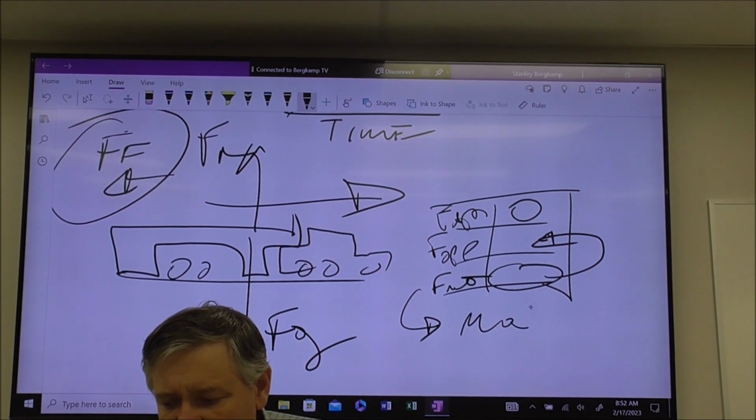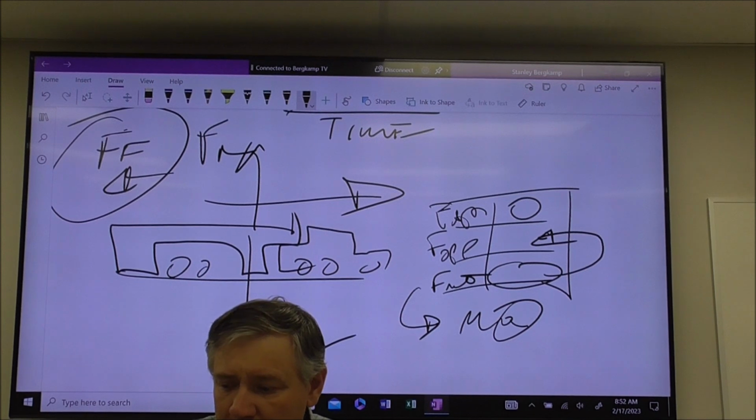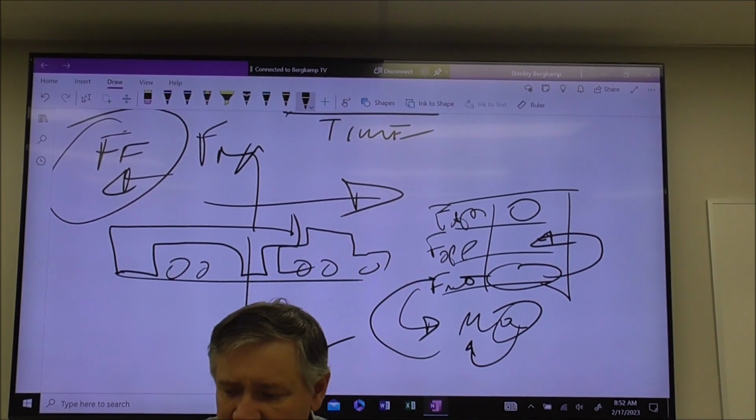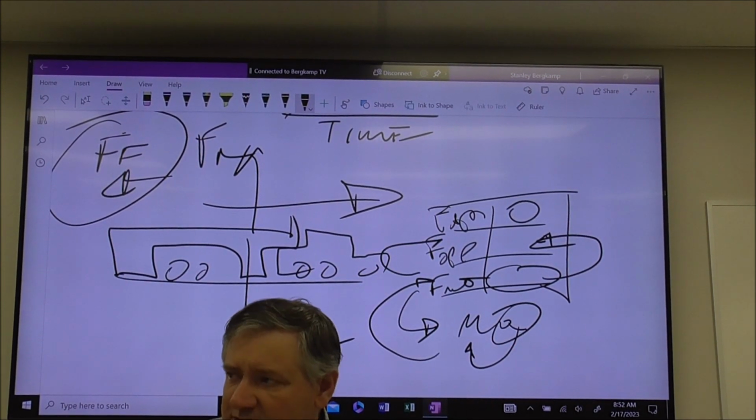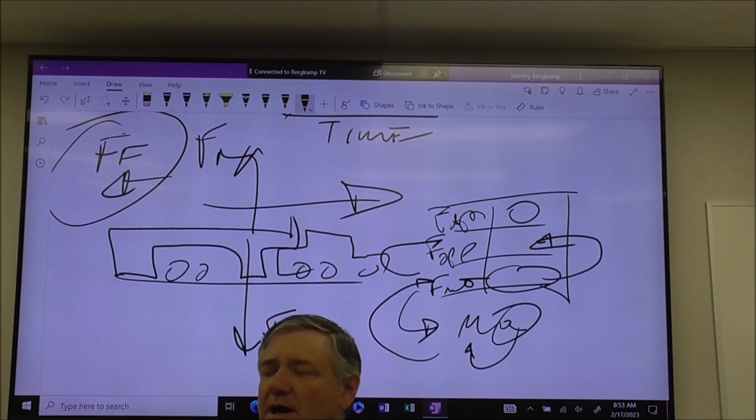So if I can find the acceleration of the semi, multiply that by the mass, then I have my net force, which means I also have my opposing force. Now, what variable is missing from problem number 1?